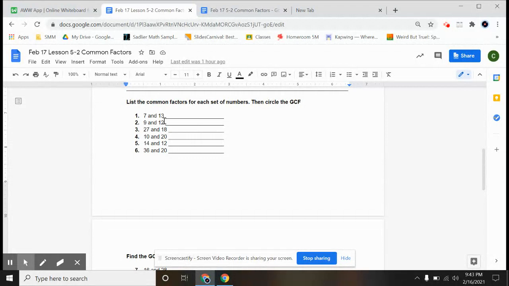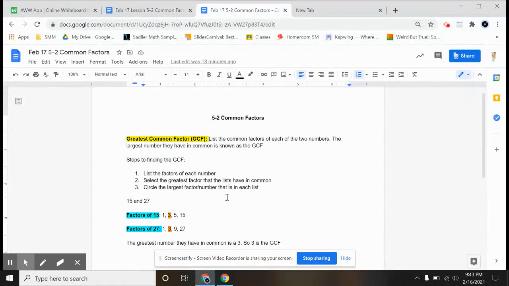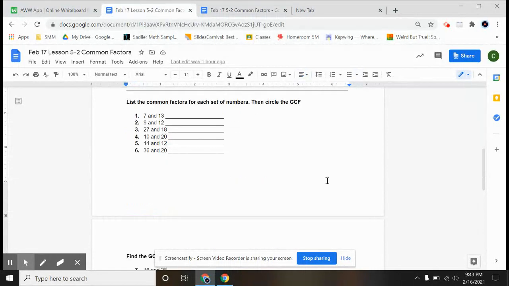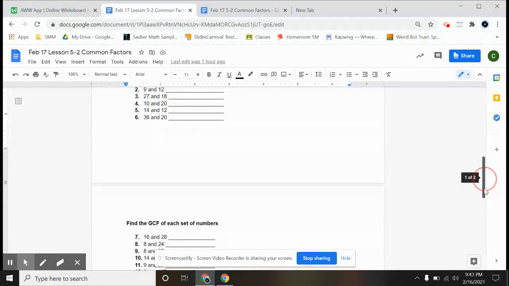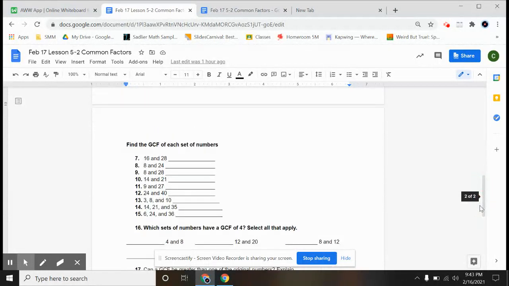We did a practice with that when we did our notes today. That was just like this example right here. You just have to list the factors and then find the greatest one that they have in common. You shouldn't have any difficulty with this section because we already talked about how to do that. Come down here where it says find the greatest common factor of each set of numbers. That's pretty much the same thing.